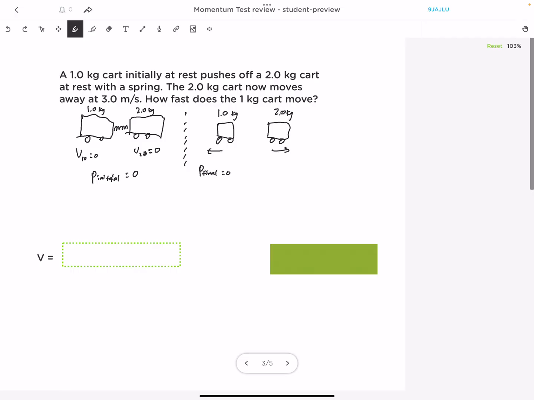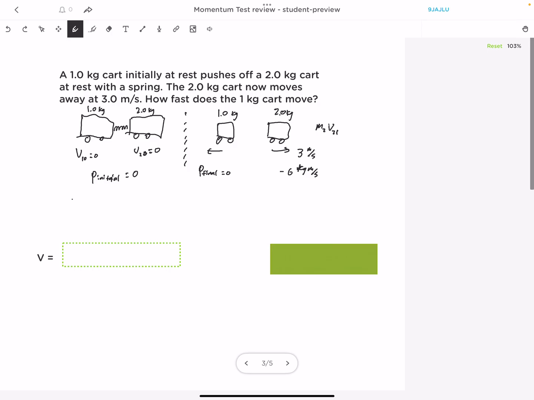We know that the velocity of the 2 kilogram cart is 3 meters per second, right? So that results in a momentum of this cart of -6 kilogram meter per second, right? Because we know that the momentum is just m2 times v2f. All right, so the easy way to think about this problem is I know whatever the momentum of the first cart is, it has to add to -6, and the total has to be 0, right? Because of the conservation of momentum.